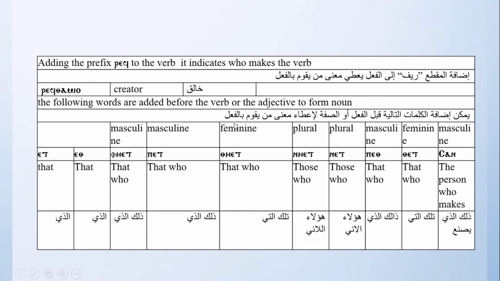We can also create words by adding the prefix ref. For example, the verb samyu means to create. We want to create a noun from it. We say ref samyu, it means a creator, God.